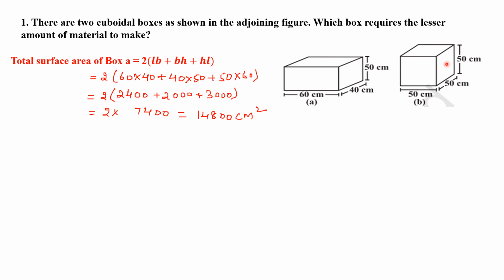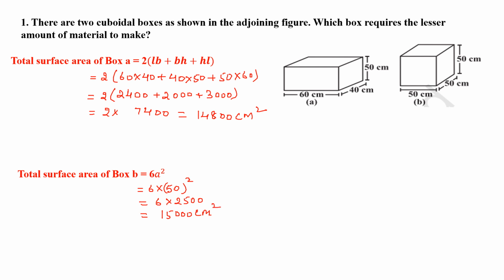Now, same way we have to find the total surface area of the box B. But if you see the box B is in the shape of a cube, so total surface area of box B will be the total surface area of a cube. And what is the total surface area of a cube? It is 6a square, where a is the measure of the side. So from here, if you substitute the values, it is 6 into a is 50. So 6 into 50 square, which will give me 6 into 2500, and if I multiply it, I will get 15,000 centimeter square. So from here we can say that box A requires lesser amount of material to make.